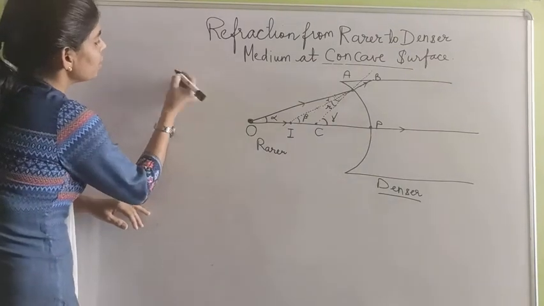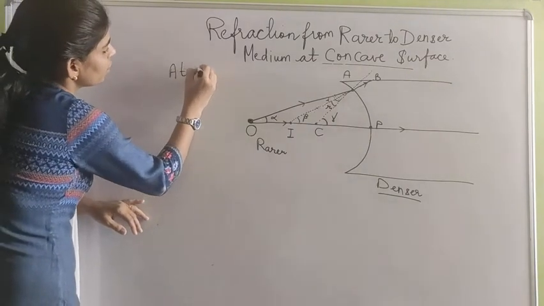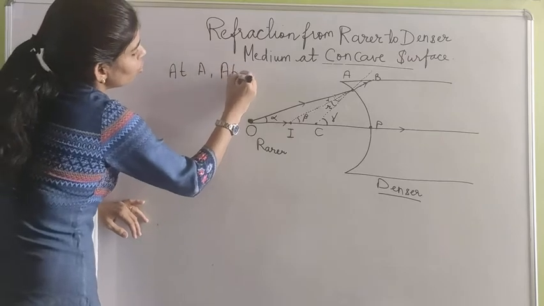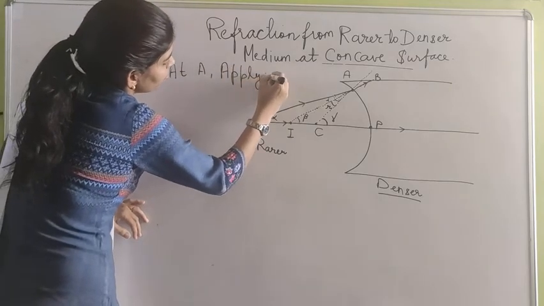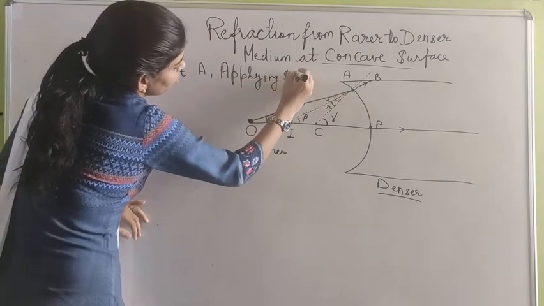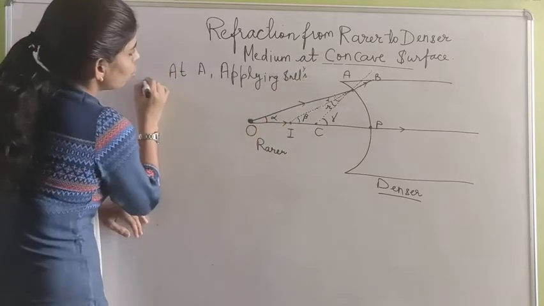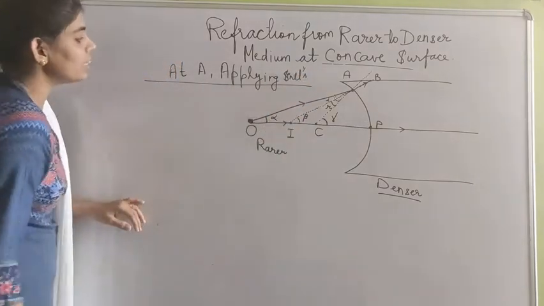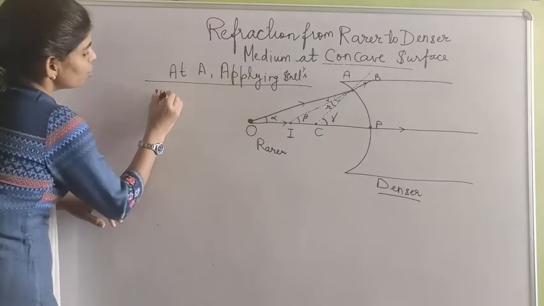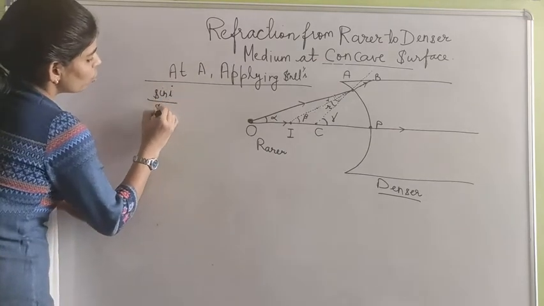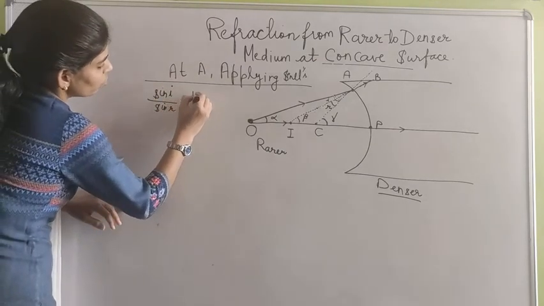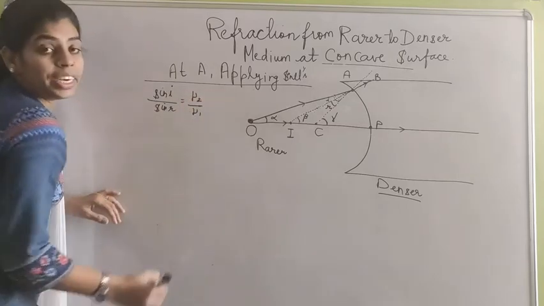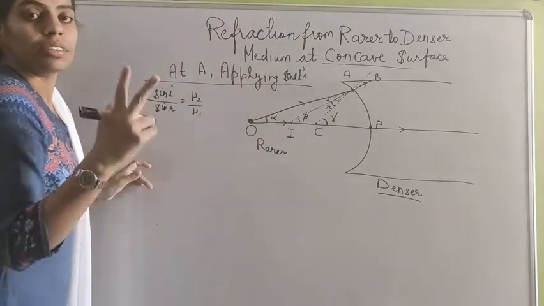So applying Snell's law, we will get sine of i over sine of r is equal to mu2 by mu1, and I have told you we have to take some assumptions.